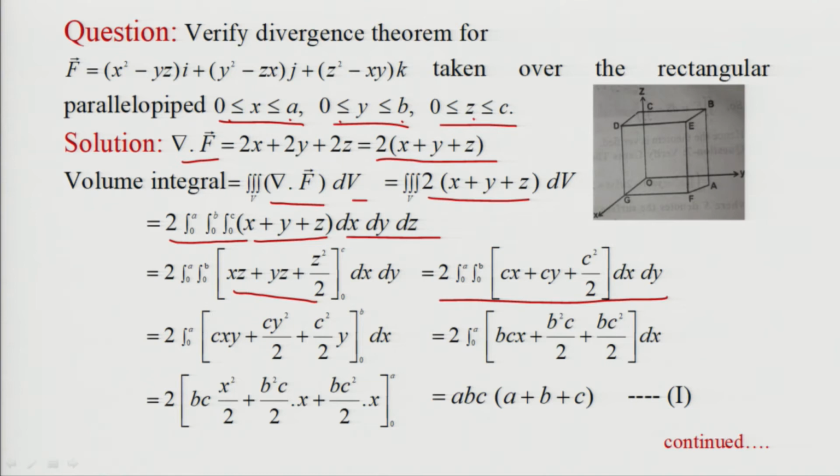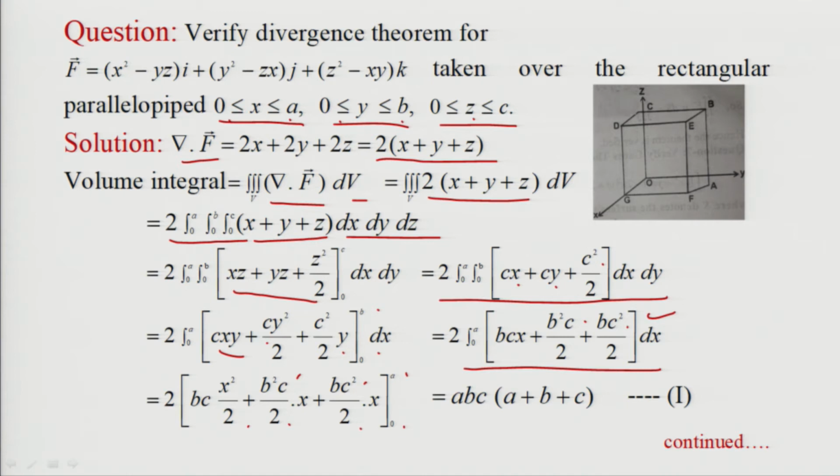Next, let us evaluate with respect to y. Then this becomes cxy, c into y square by 2 plus c square y by 2, from 0 to b, dx. Again, when we put the upper and lower limit, we will get this value, and finally, when we integrate with respect to x, we get bc into x square by 2 plus b square c by 2 x plus bc square by 2 x, from 0 to a.